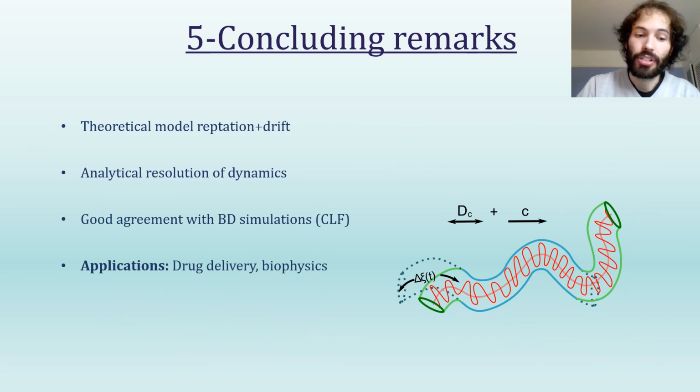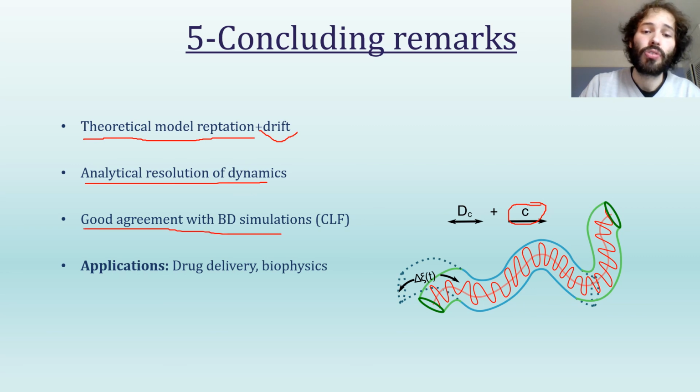I'd like to conclude this presentation summarizing some important ideas. In this work, we have developed a theoretical model based on the reptation theory, but introducing this active motion, this drift. We solved analytically the dynamics of this model, and the predictions we obtained have a very good agreement with the Brownian dynamics simulations we performed. This model might be useful in the context of biophysics, describing the motion of some molecular motors, and also in drug delivery, for instance.